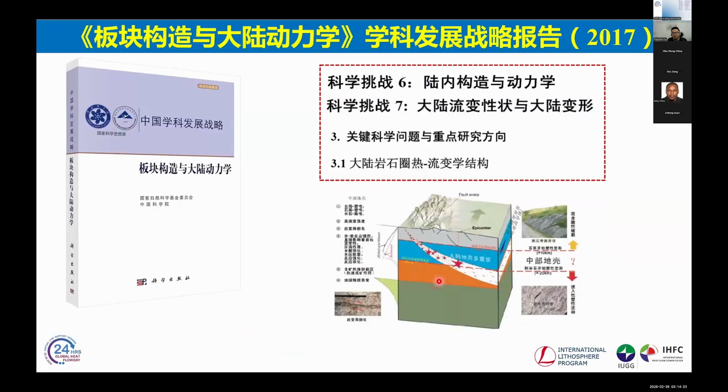At the same time, the Chinese community also proposed a disciplinary strategy report on plate tectonics and continental dynamics. Among the scientific challenges, they also mentioned the rheology of the continent, continental deformation, and intracontinental tectonics. One of the key points is focused on the thermal rheological structure of the continental lithosphere.